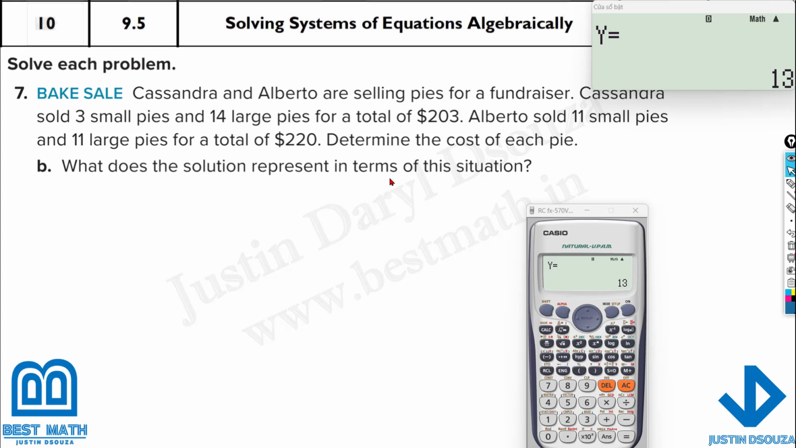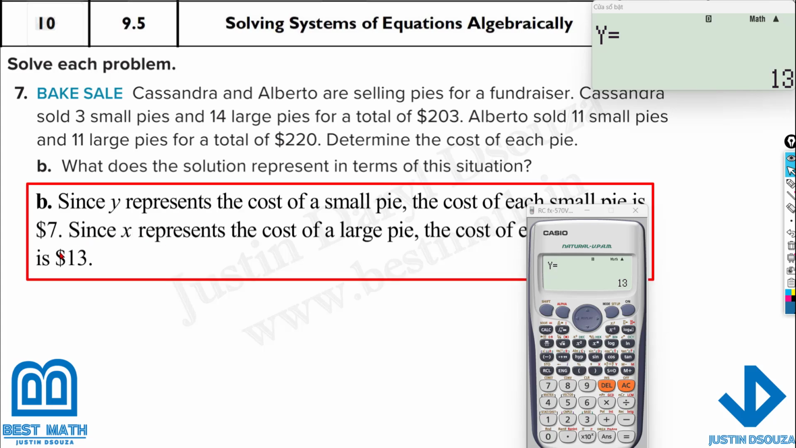What does the solution represent? The solution tells us $7 is the cost of the small pies because that was X value, whereas $13 is the cost of large pies.